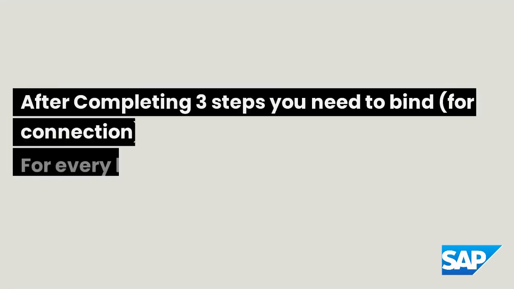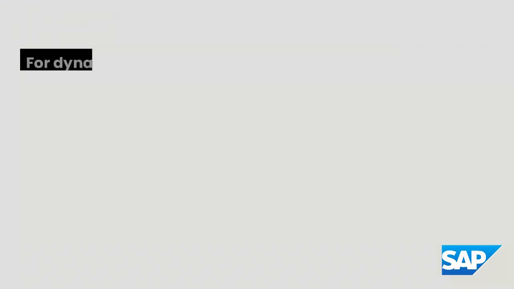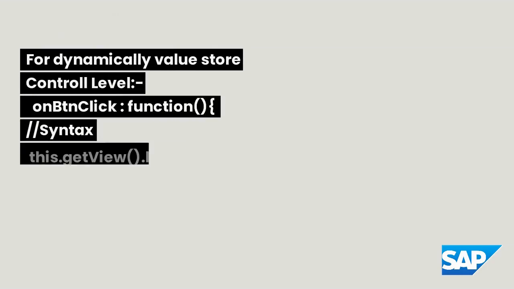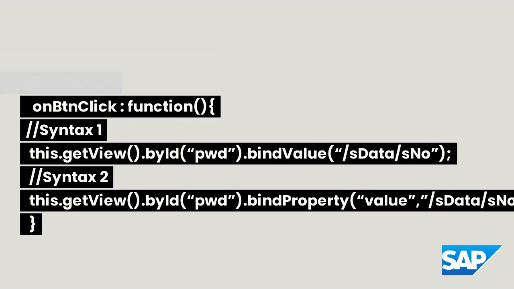After completing these 3 steps you need to bind, for connection. For every binding, this is the same syntax. For dynamically storing a value at control level, on button click function, use the syntax: this.getView().byId("pwd").bindValue("/sData/sNo"), or this.getView().byId("pwd").bindProperty("value", "/sData/sNo").